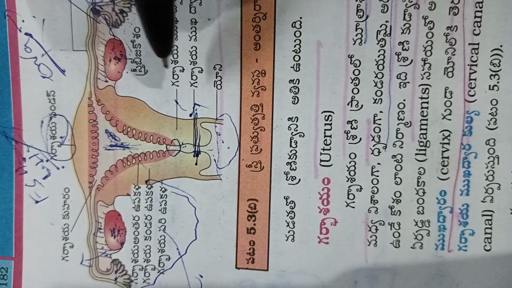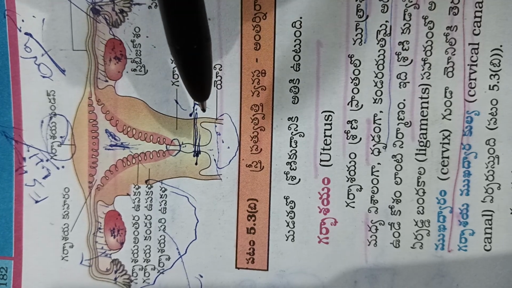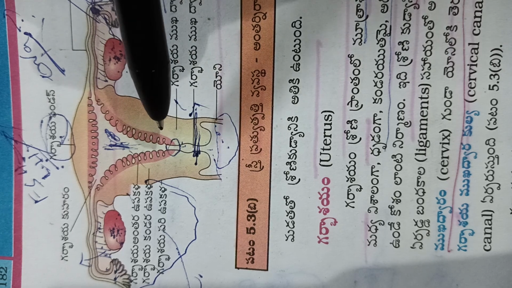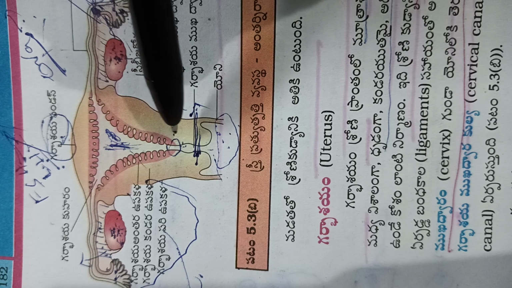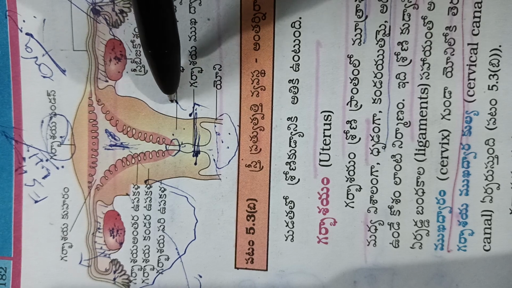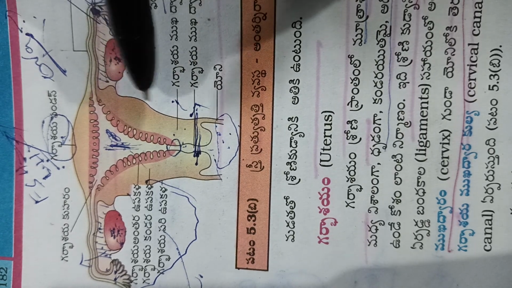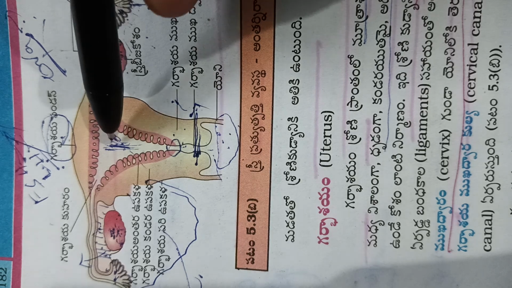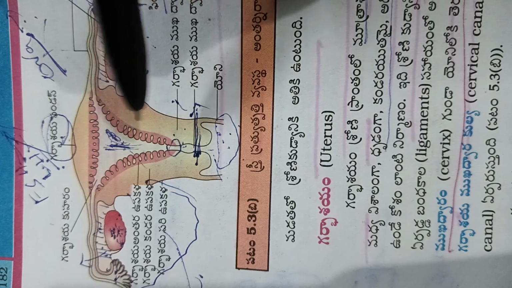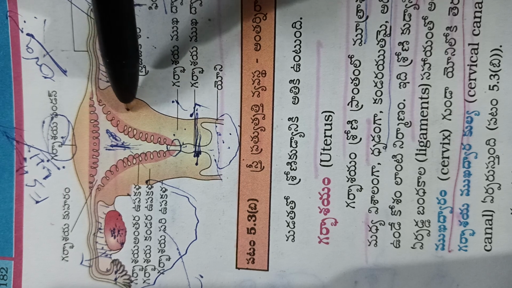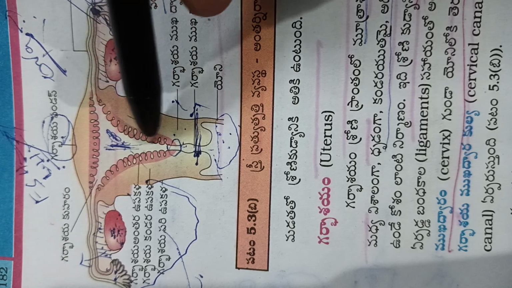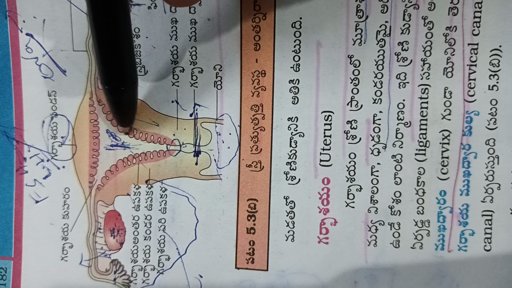So the birth canal is formed by the cervix and vagina both together, that forms the cervical canal or birth canal. This is useful for the birth. So this is all about the uterus. Generally the uterus has three layers. The outer layer is called perimetrium, the middle layer is called myometrium, and the inner folded layer is called endometrium.